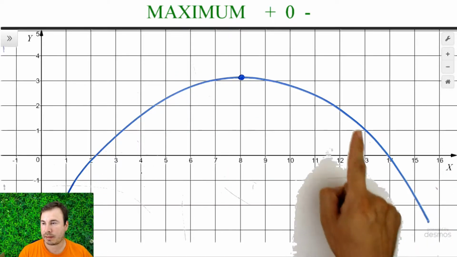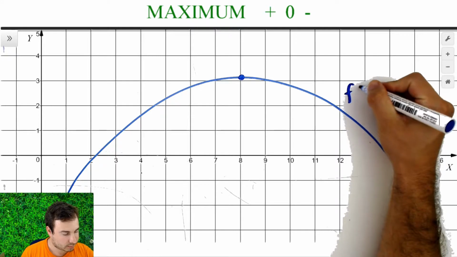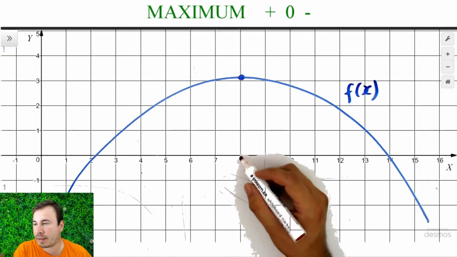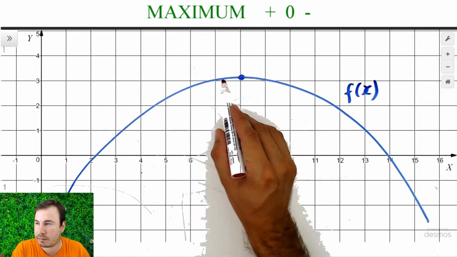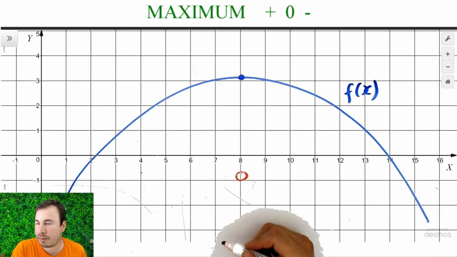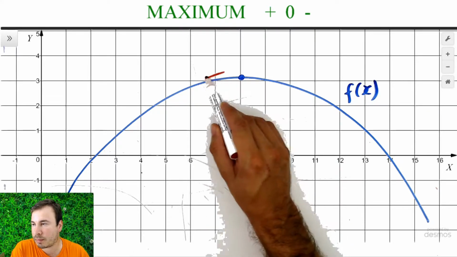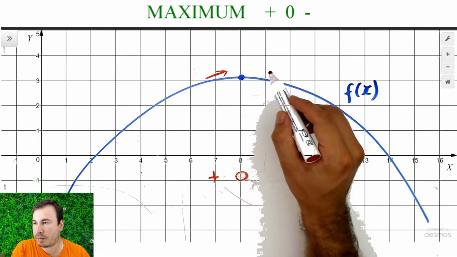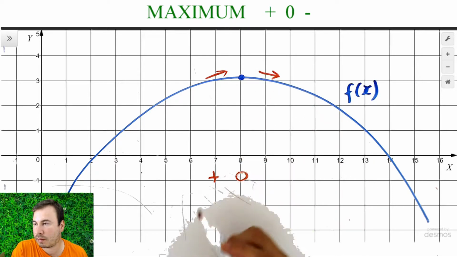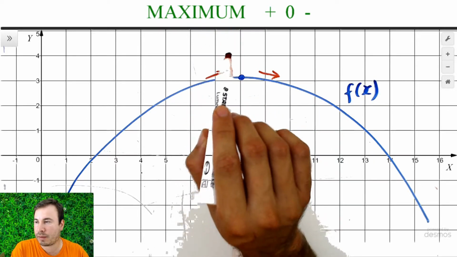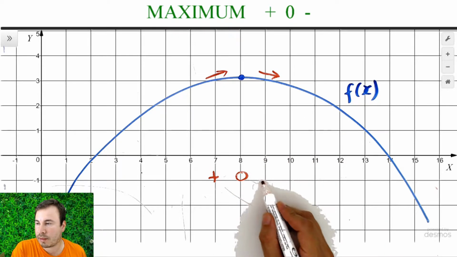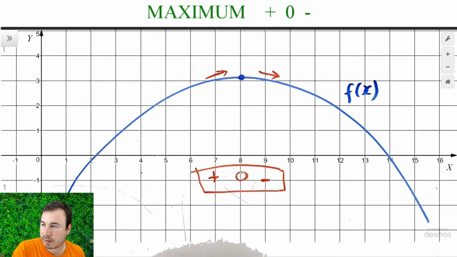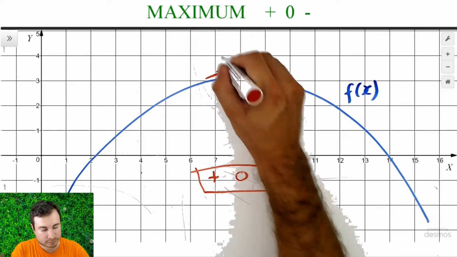Let's say that this is the function f of x. We're going to see what's happening on the stationary point at 8. The function is flat, so the derivative at that point is 0. A little bit before it, it's going up, so it's positive. A little bit after the stationary point, it's going down. You would be walking downhill, so it's negative. This is how you identify a maximum. The derivative goes positive, 0, negative.